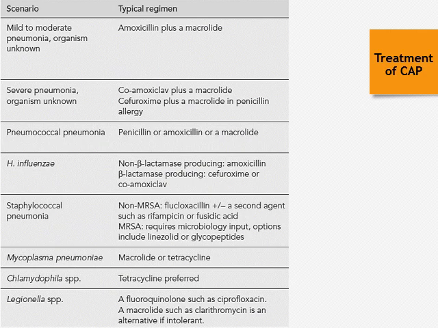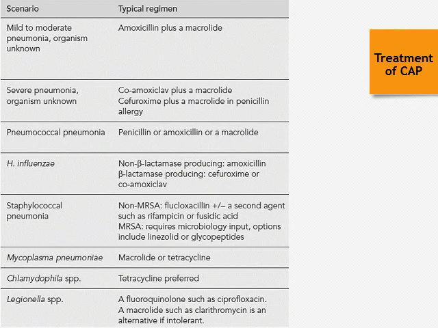If the patient has infection due to pneumococcal pneumonia, now the culture sensitivity has been performed and we know which microorganism has caused the infection. So in these situations we can go for penicillin, or amoxicillin, or a macrolide. If the infection has been caused by Haemophilus influenzae, we can go for amoxicillin if the microorganism is non-beta lactamase producing, and if the microorganism is producing the beta lactamase enzyme, we can go for cefuroxime or the co-amoxiclav combination. And then if the infection is caused by staphylococcal pneumonia, again we have two options.